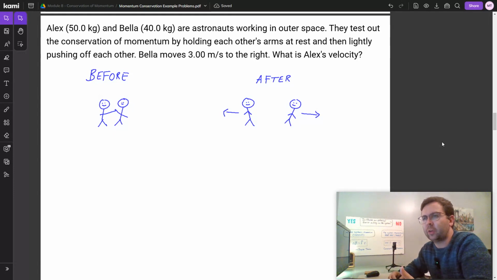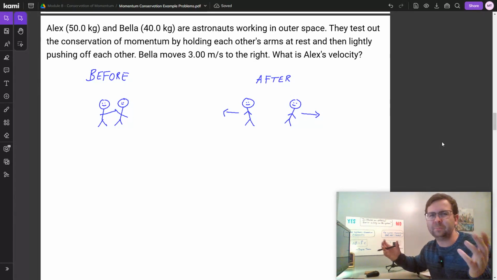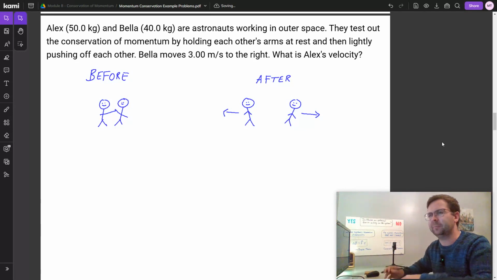So in this case, we're starting with kind of one object. They're kind of lumped together into one solid object here, and then they break apart into two. That's why we call this kind of problem an explosion problem, even though there's not really anything explosive about what's happening here. But it's one object breaking up into two, essentially. You can think about it that way.